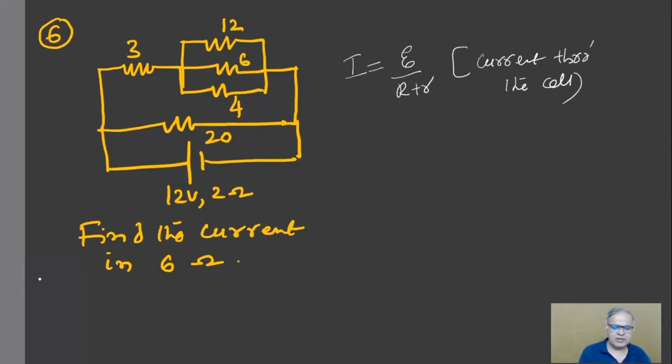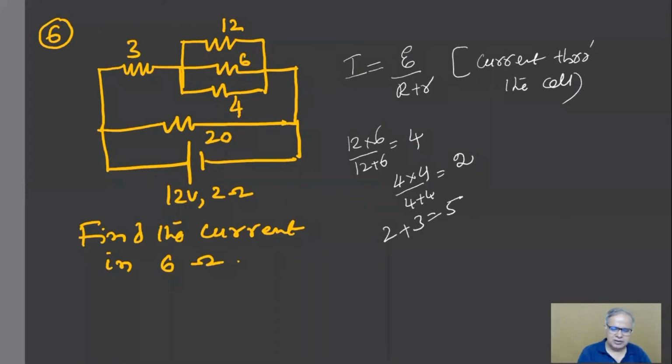So first what did I do? I reduced 12 and 6. 12 into 6 by 12 plus 6 is equal to 4. That will be parallel with 4, another 4. So 4 by 2 actually, straight away, 2. Isn't it? 2 and 3 will be in series, 5. 5 and 20 will be parallel. So 5 into 20 by 5 plus 20, and 4 and 2 will be in series.